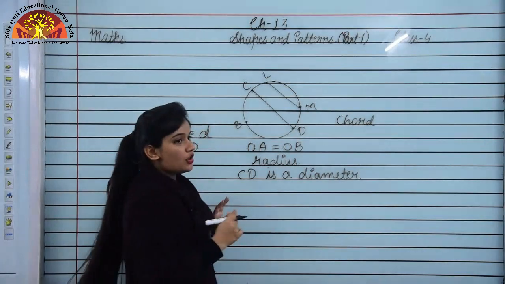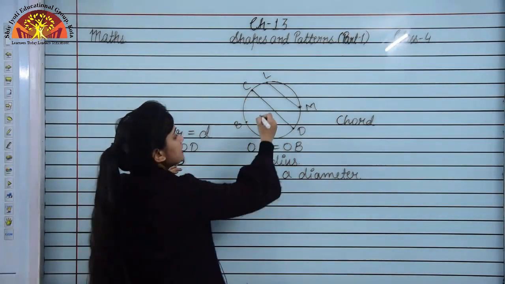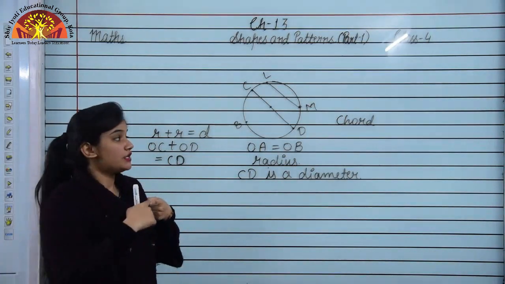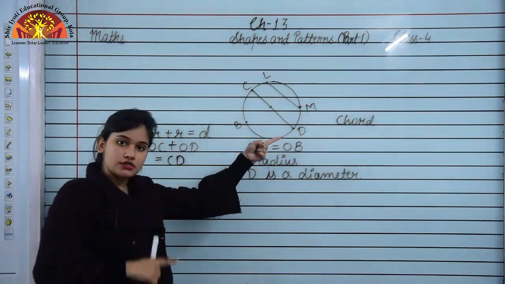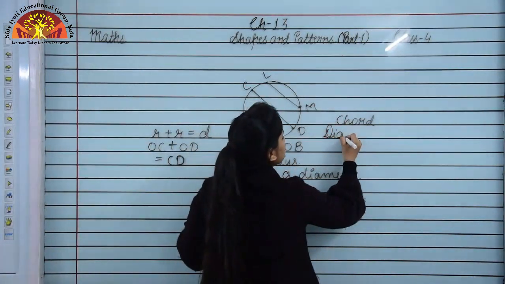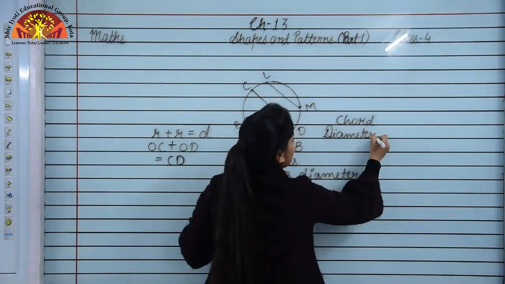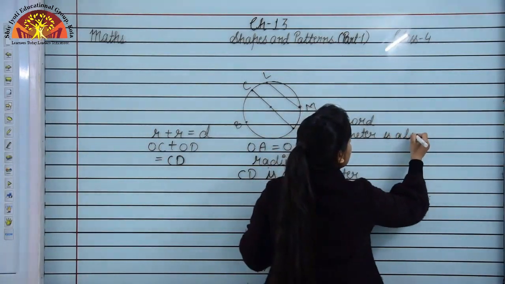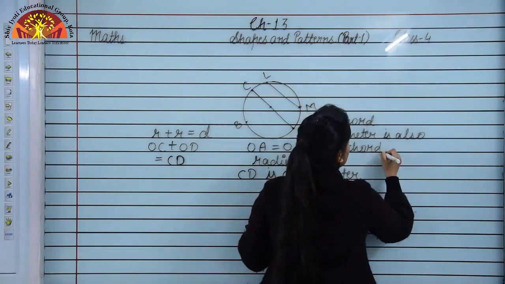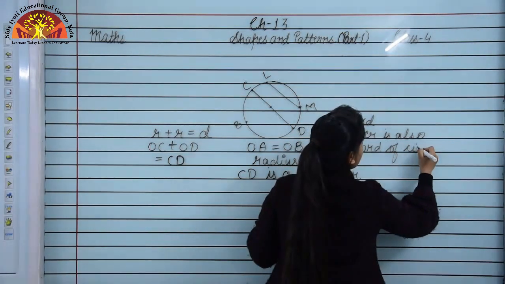Okay students, now we can see this diameter. What is this diameter also doing? It is joining 2 points of the circle's boundary. Okay, it means CD is also a chord of a circle. It means diameter is also a chord of a circle. Is it clear students?